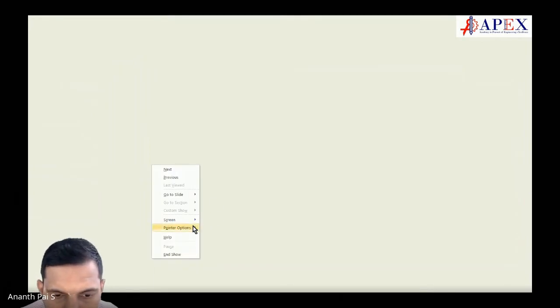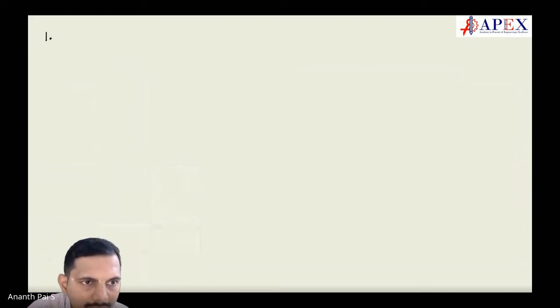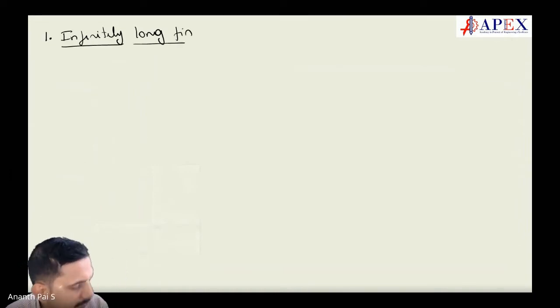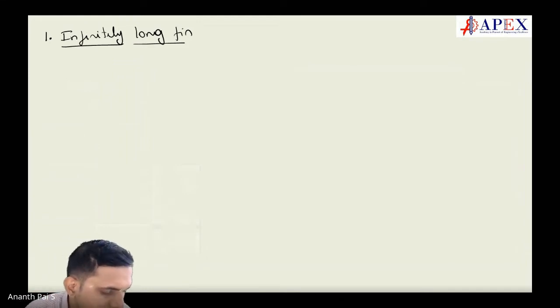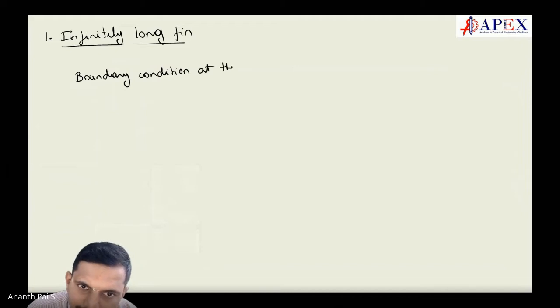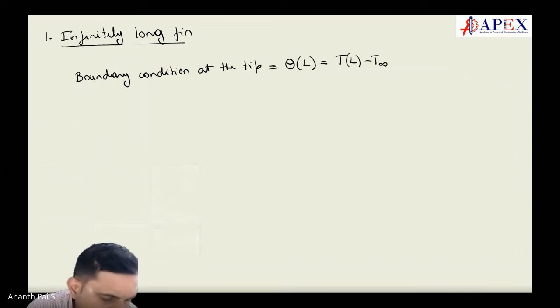Now, among all the types we are seeing in this fin, the first type of boundary condition is the infinitely long fin. If I have an infinitely long fin, what is going to happen? Boundary condition at the base we know anyhow. So, what would be the boundary condition at the tip? Theta at L is equal to T L minus T infinity, which would be equal to 0 as L tends to infinity.